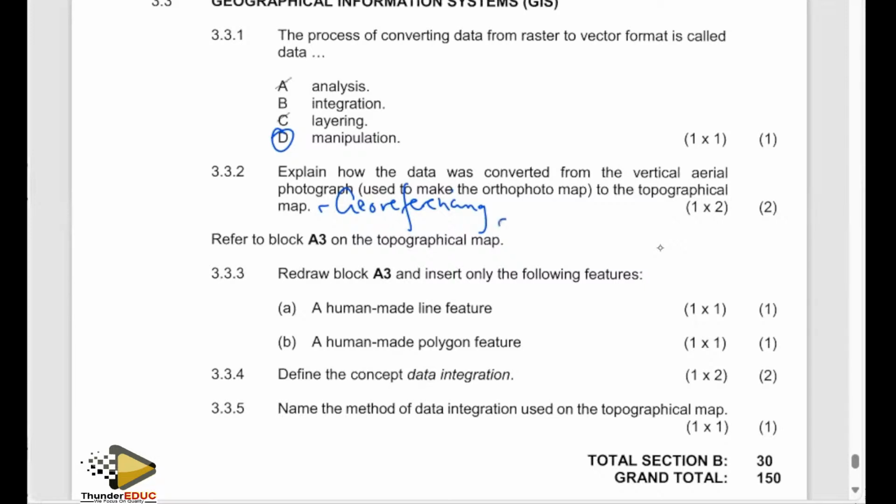Or we can also use vector data integration. We integrate features from the particular map where we transpose them to the other map. Or we can use topological integration.